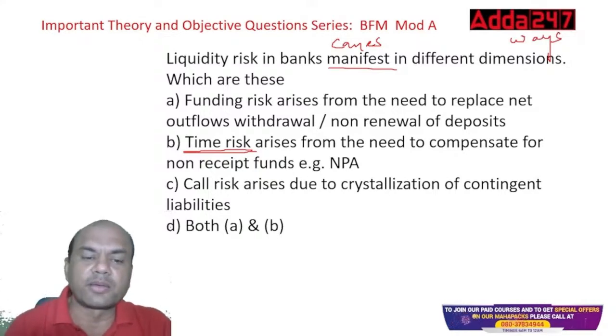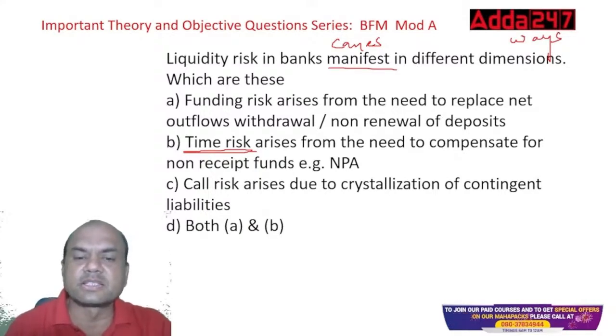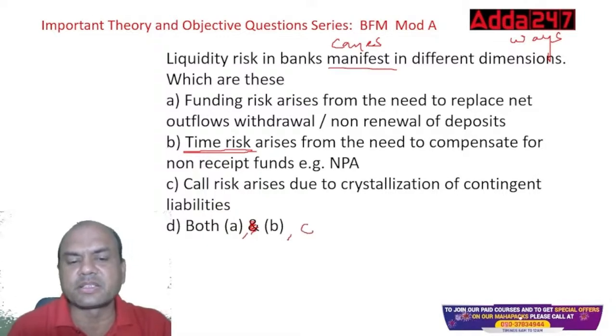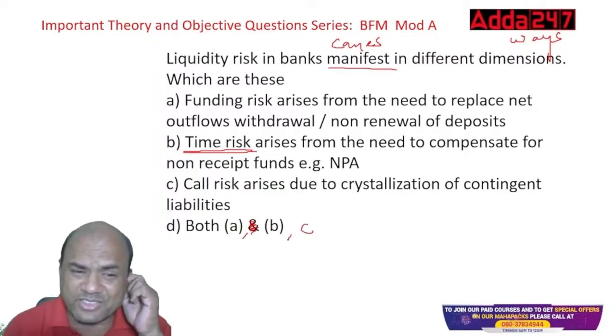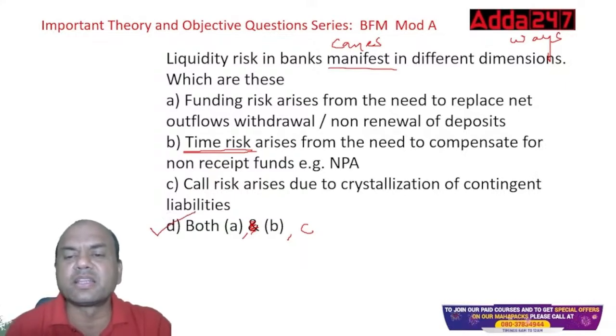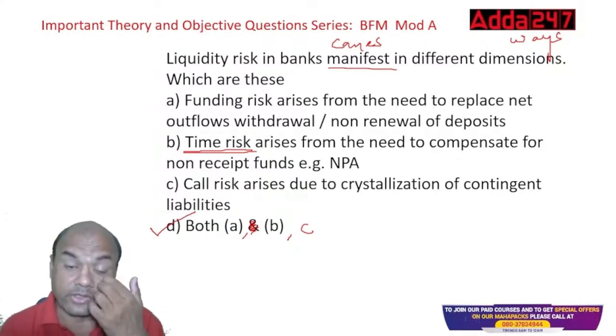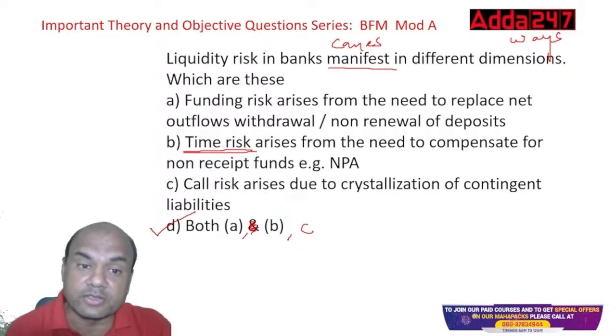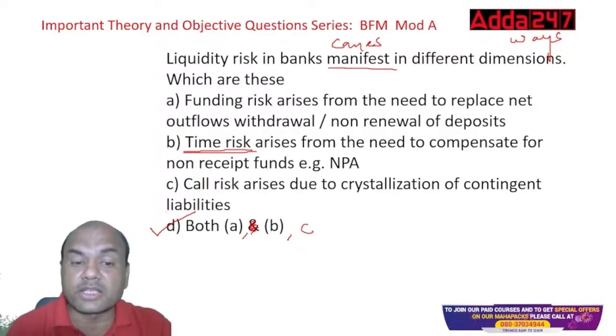So it comes in which of these cases? Both A and B. Okay, I'll mark it like this: A, B, and C. That is the best answer. So the answer is actually this: A, B, and C. Because funding risk is to replace the net outflows. That is also correct. Time risk is for compensating the non-receipt of fund. That is also correct. And call risk is also a type of risk, this liquidity risk only.